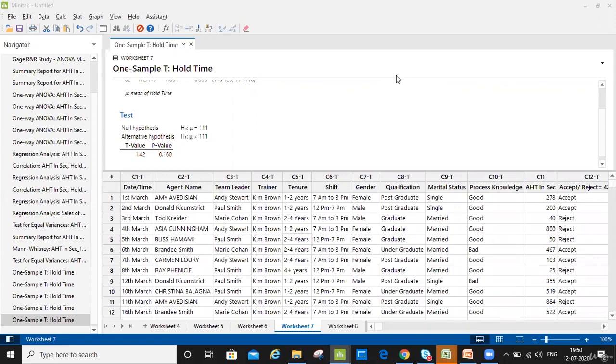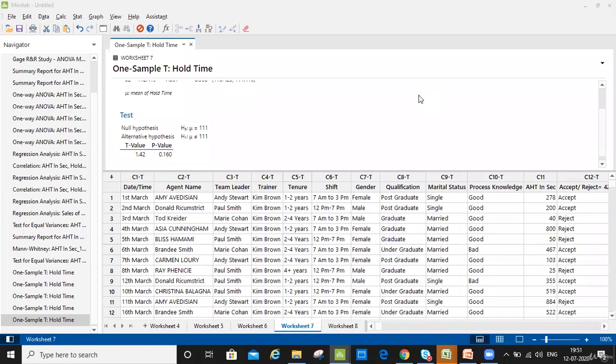Okay, so I was asking about one sample T. Does anybody have any questions on one sample T? Yes, Iman, I have a question. When we give a target less than 110, again we need to check on reducing the cycle hold time. What would be the effects on the quality? Should we have to do the other test again?